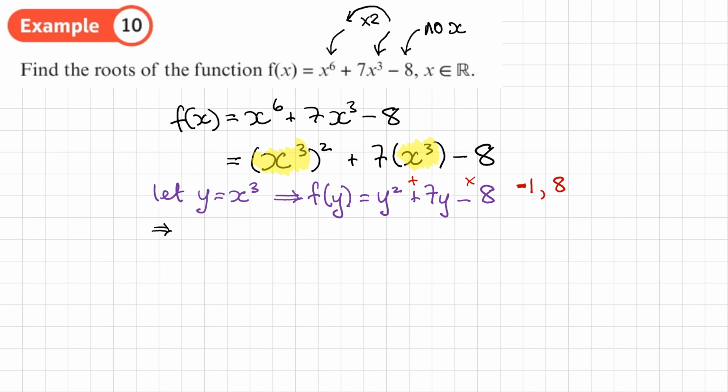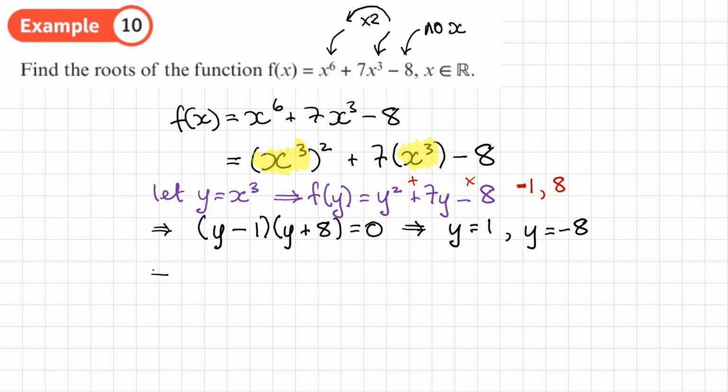So then what I will have in brackets is y minus 1 and y plus 8 equal to 0. I can easily find the roots of that. So the roots will be y equals 1 and y equals negative 8. However, we haven't finished. We've only worked out what y is. We need to work out what x is.